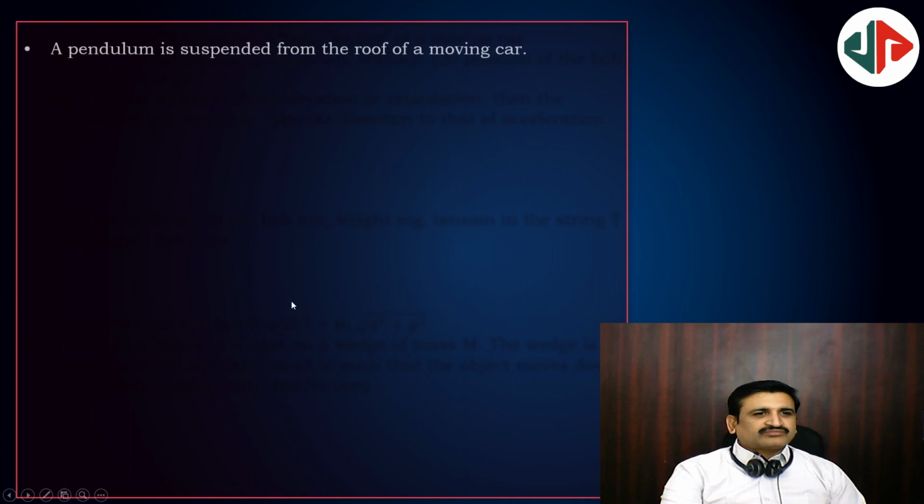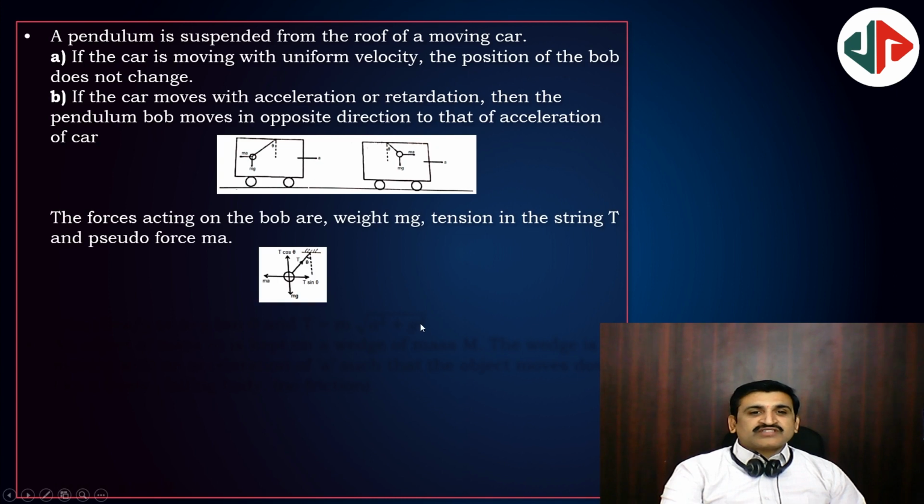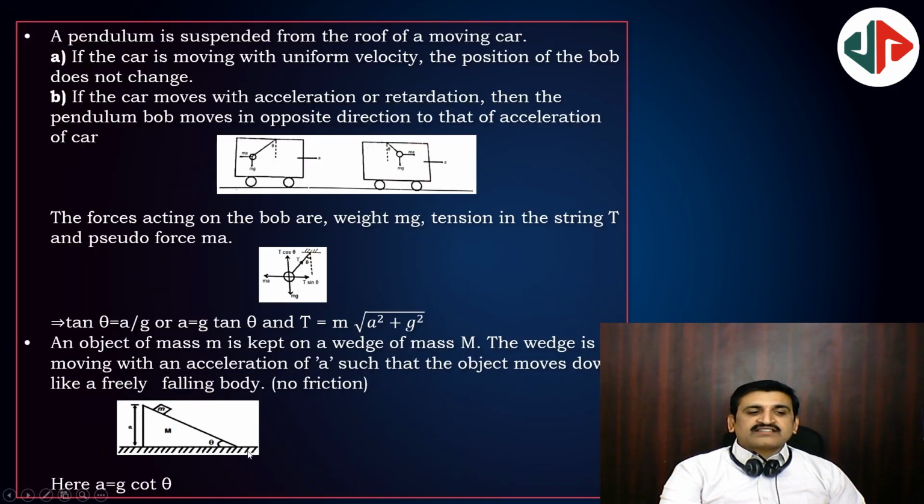Next, a pendulum is suspended from the roof of a moving car, then the angle made by them, all those things we are going to discuss here. Tension in the string will be m times root of a square plus g square, tan theta equal to a by g, or a equal to g tan theta. And an object of mass m is kept on a wedge of mass M. The wedge is moving with an acceleration a such that the object moves down like a freely falling body. Then in this case, what kind of things are we going to discuss? Here a equal to g cot theta, here a equal to g tan theta. That's the difference you need to understand in this too.